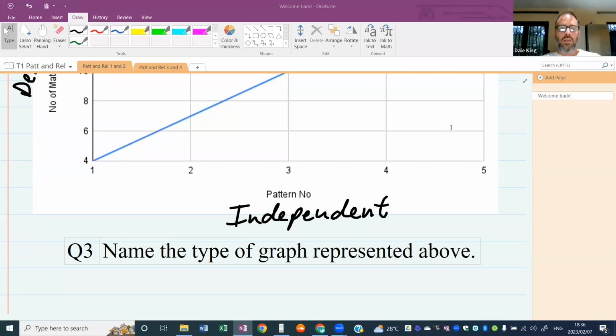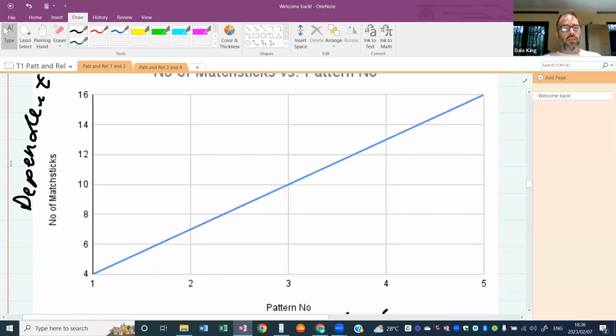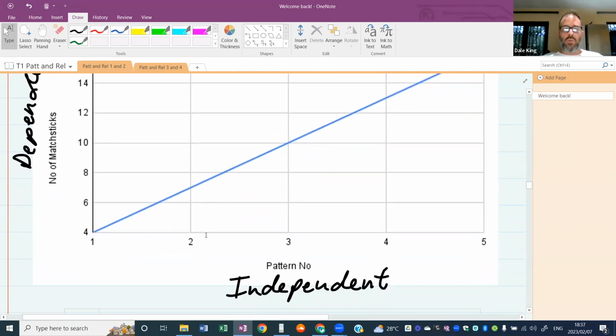The independent one that doesn't really worry about anyone else, it's going to do it. It's just going to increase on its own, is the one that's on the x-axis that's independent. It's not worried about anything else. But the dependent, which needs to know what the other number is to work out its value, is the matchsticks, and that goes on the y-axis over here. Okay, so this y value will change depending on what your x value is. So we need to know the pattern number first, and then we can tell you how many matchsticks there are. Okay.